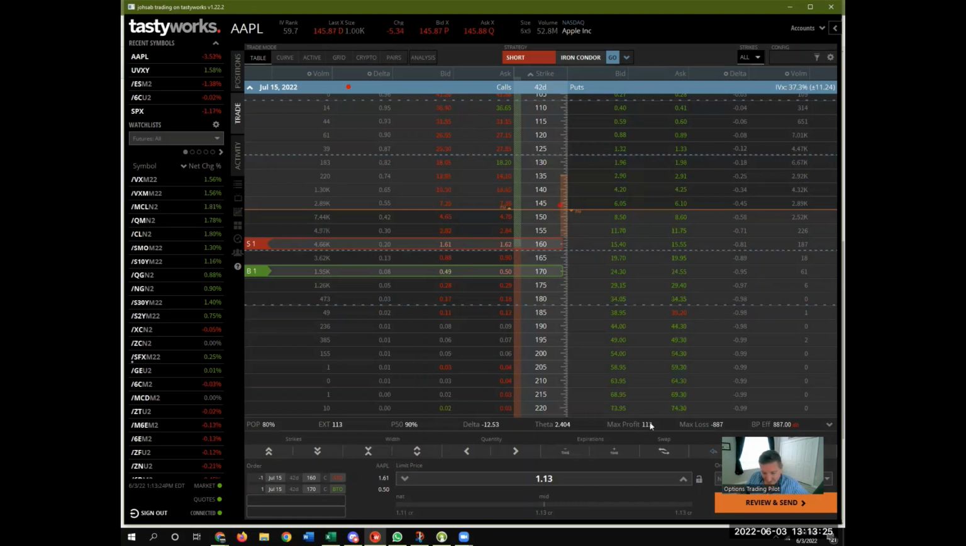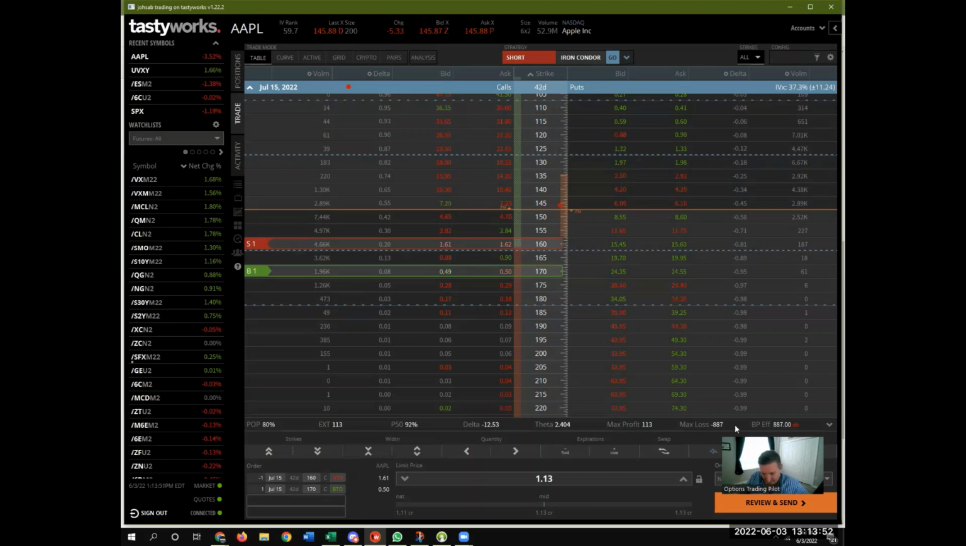And so now my max profit on this is $113, and that's the amount that I collected. This is called a bear call spread. So it's bearish, so it's a bear. It's on the call side again, and it's a spread because there's two pieces, so a bear call spread.